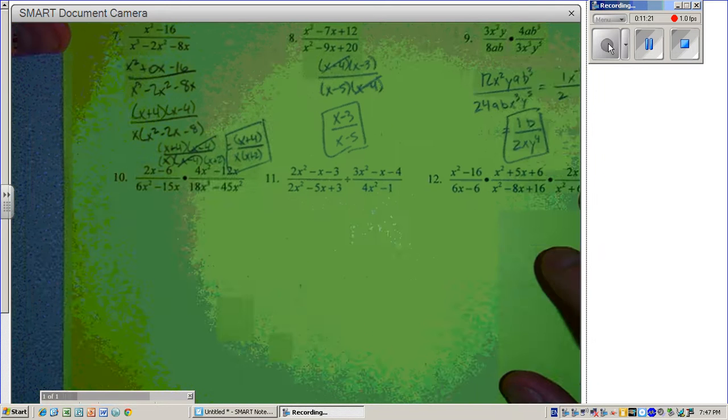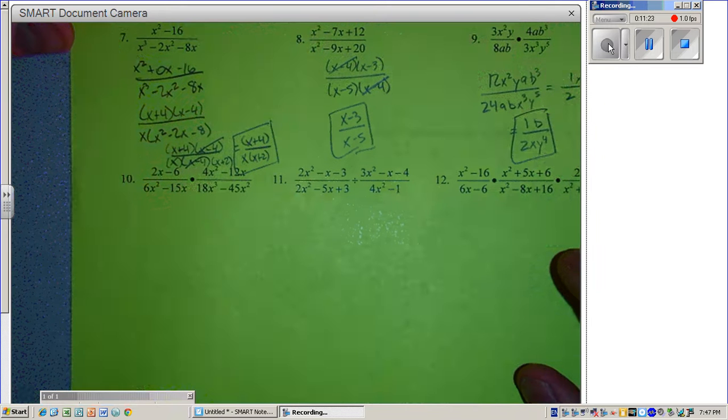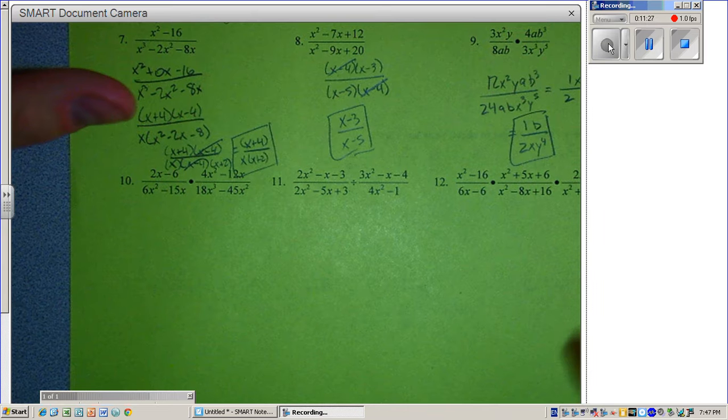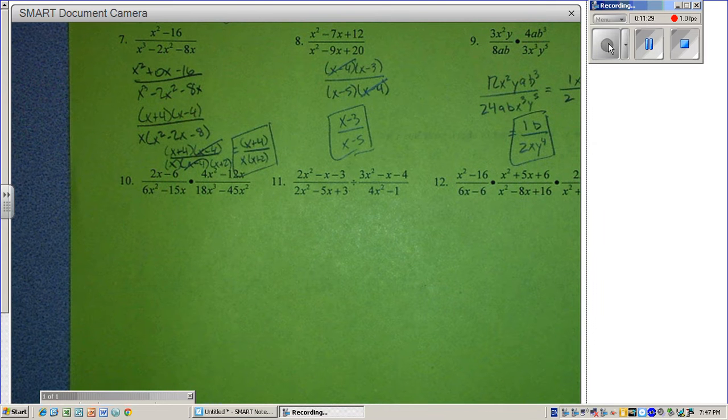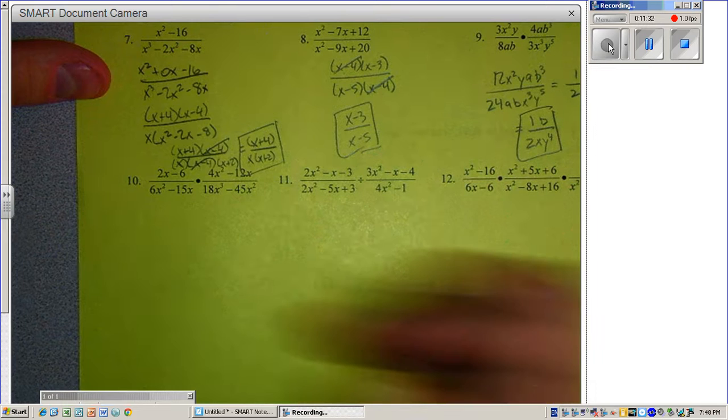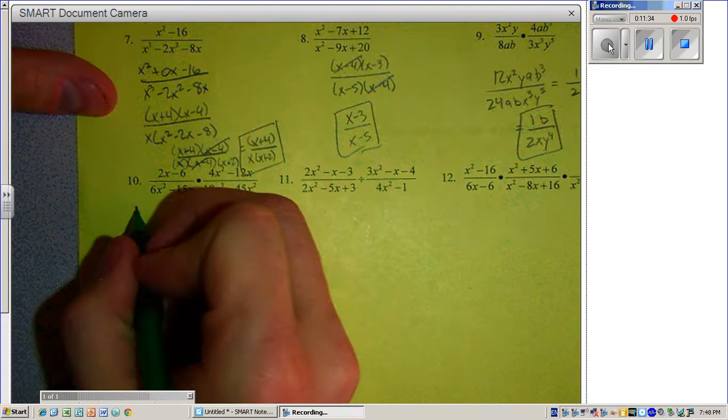Now let's look at number 10. Number 10 is just like 7 and 8, but we're going to have one more step. Now we need to multiply two expressions together. But first, let's factor. In the top left numerator, we have to factor out a GCF. So I'm going to factor out a 2, and I'm left with x minus 3.